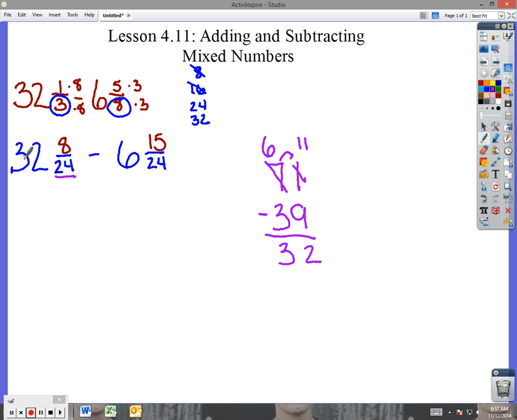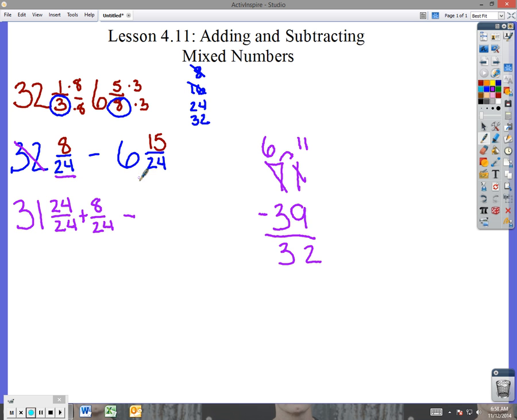What I can do is I'm going to borrow one of these pizzas. I'm going to cross out this 32, make it 1 less. I now have 31 pizzas. But I didn't get rid of that one pizza. I'm actually just going to take that pizza and say, hey, you know what? It's 31 and 24 24ths. Because 24 24ths is 1 whole plus 31, that gives me 32 pizzas. But I'm going to add that to that extra pizza I had that only had 8 out of 24 slices.